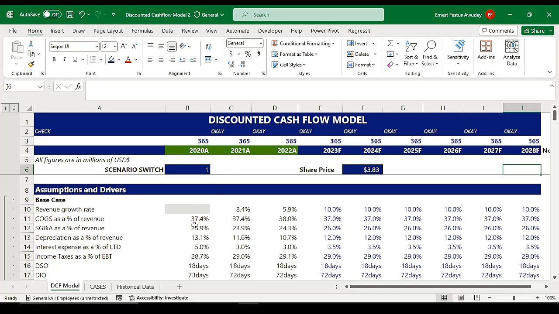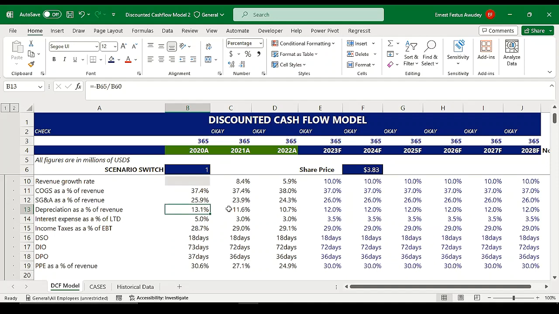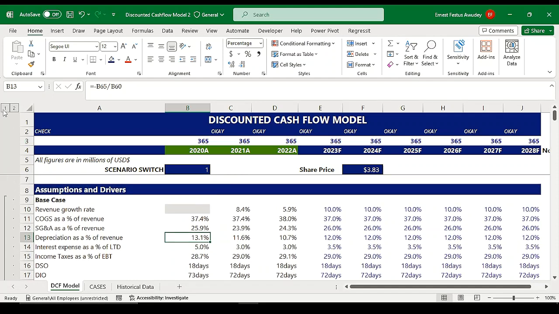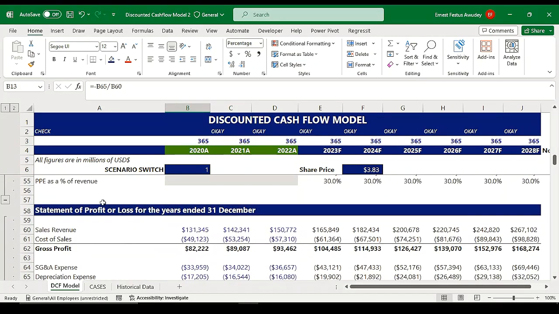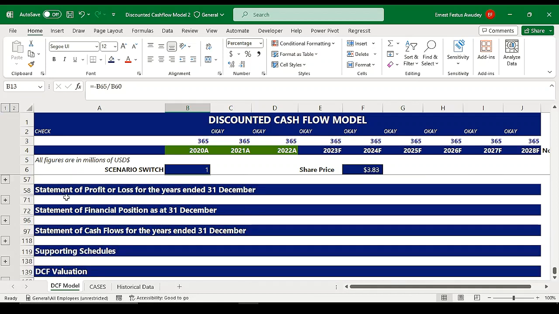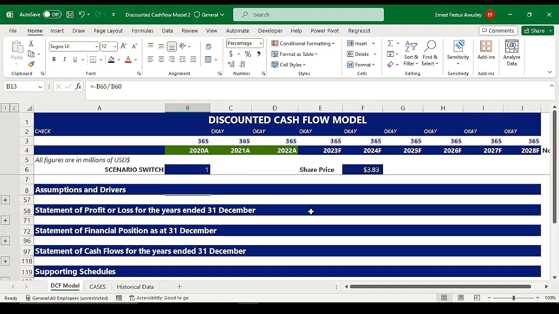All right, so without wasting much time, let's get into business. So this particular model was built in one of my videos. As you can see, it is a very dynamic model. First of all, I've grouped the various tabs within the financial model. So when I click on one here, it's going to collapse all the groupings for me.